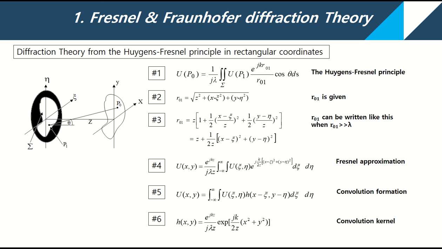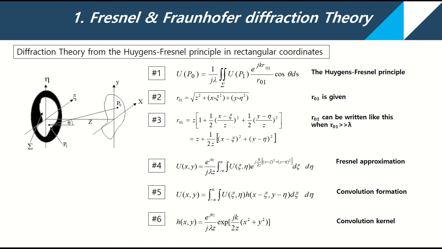To explain the Fresnel diffraction, let's start from the Huygens-Fresnel principle in rectangular coordinates. The Huygens-Fresnel principle can be written as equation number 1, and R01, written in equation number 2, is given exactly in rectangular coordinates. Then, there have been 2 approximations. One is the approximation inherent in the scalar theory, and the second one is the assumption that the observation distance is much bigger than lambda. So we can rewrite R01 like equation number 3.